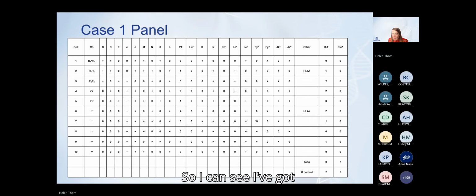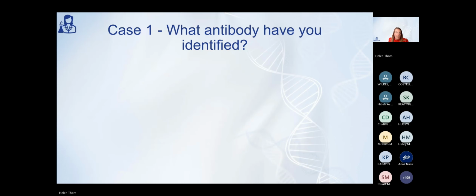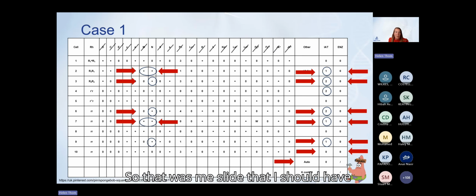So I can see I've got anti-N, which is quite large, so there's a few responses there, a couple of thumbs up to that. Then anti-E, anti-Kell with a dosage effect, and anti-M. So I've got 29 responses there. So I'm just going to close that poll. And so that was my slide that I should have put on.